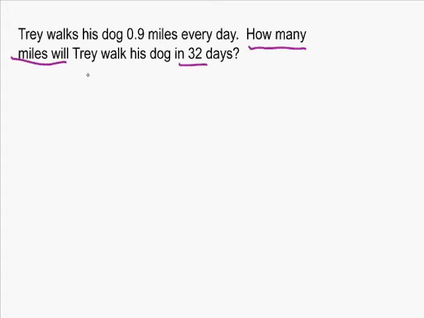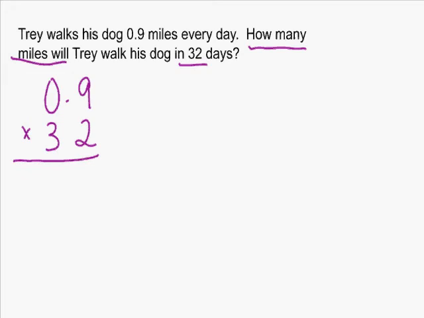So it looks like on day 1 he'll walk 9/10 of a mile, day 2 he'll walk 9/10 of a mile, day 3 he'll walk 9/10 of a mile, day 4 he'll walk 9/10 of a mile, on and on and on. So I can do 9/10 plus 9/10 plus 9/10 32 times, or I can just go ahead and multiply. So let's set up our multiplication. It's going to be 9/10 times 32.